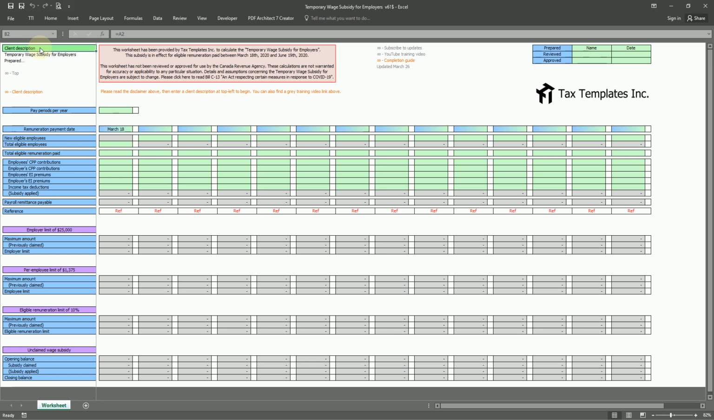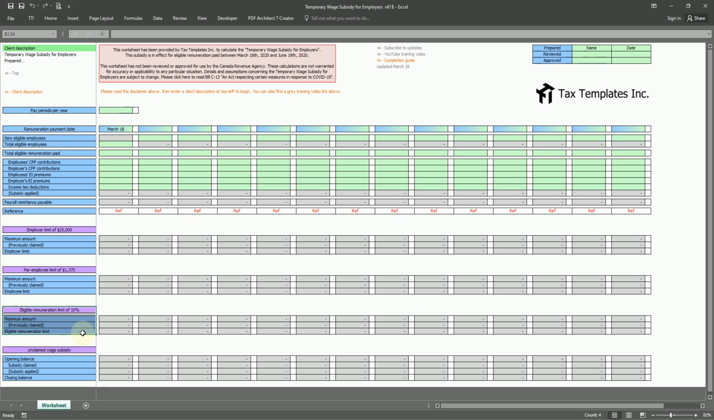The legislation calculates the subsidy as the minimum of three amounts. The first is the maximum per employer of $25,000. The second is the total number of eligible employees employed during the period from March 18th to June 19th, multiplied by a fixed amount of $1,375. The third is a fixed percentage, being 10% of the remuneration paid to eligible employees during the eligible period.